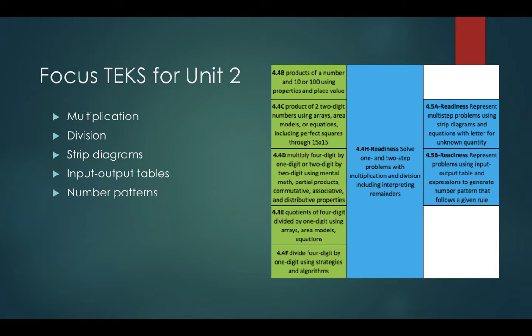The final TEKS of the unit is 4.5b, represent problems using an input-output table and numerical expressions to generate a number pattern that follows a given rule. This TEKS is pretty wordy and can be broken down into 2 concepts: input-output tables and using a rule to write a sequence of numbers or vice versa.